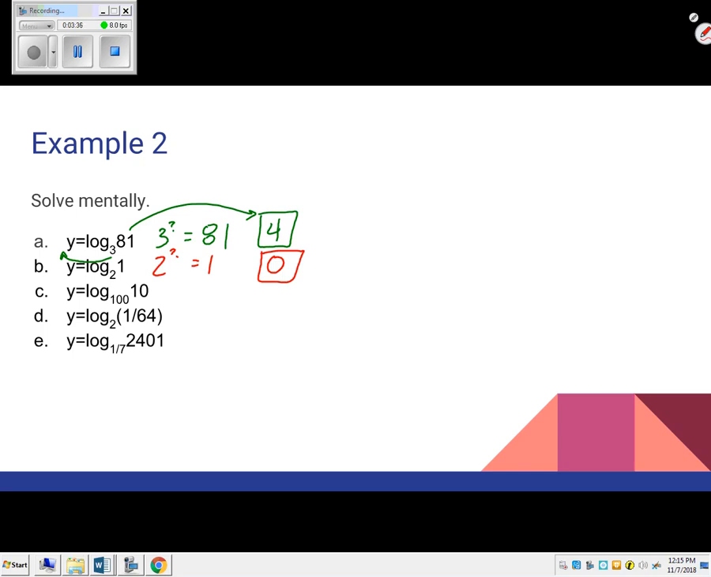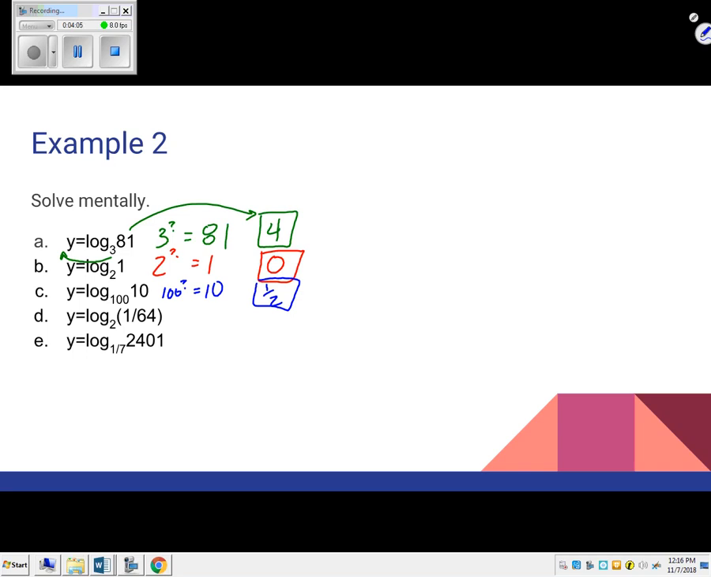On part C, I got a little bit harder down here. 100 raised to what power gives me 10? Well, the square root of 100 is 10, and so the square root as a rational exponent would just be 1/2. And so 100 raised to the 1/2 gives me 10. If you don't believe me, type that in your calculator and see if that comes out.